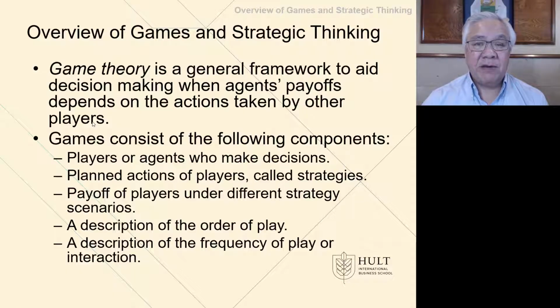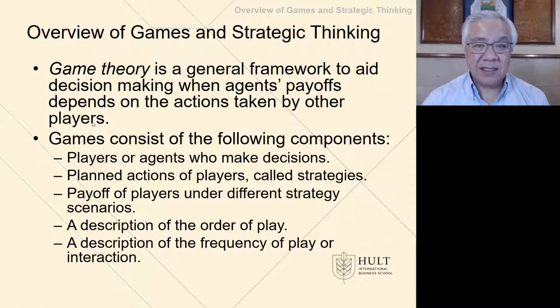Games consist of the following components. First, who are the players? Second, what are the actions? Those are called strategies that may be undertaken. Then there are payoffs for each of the endpoints for the two respective players. Then look at the description of the order of play.